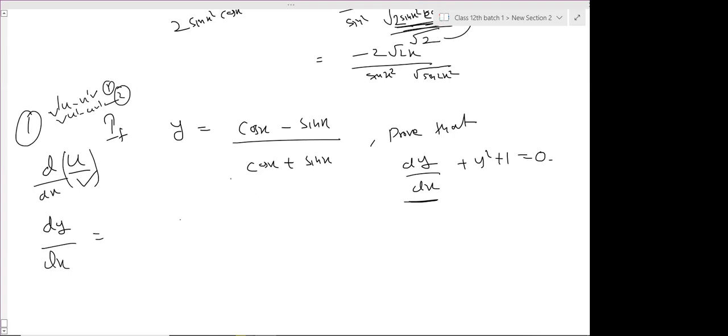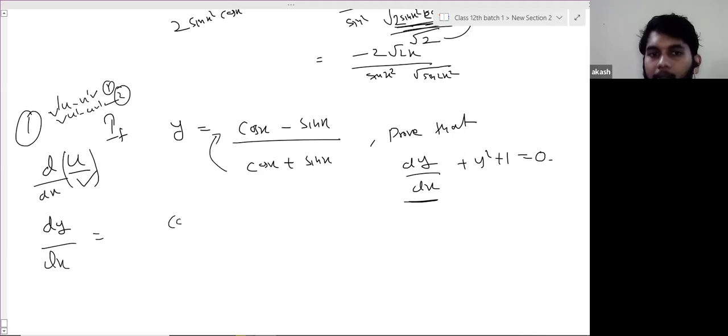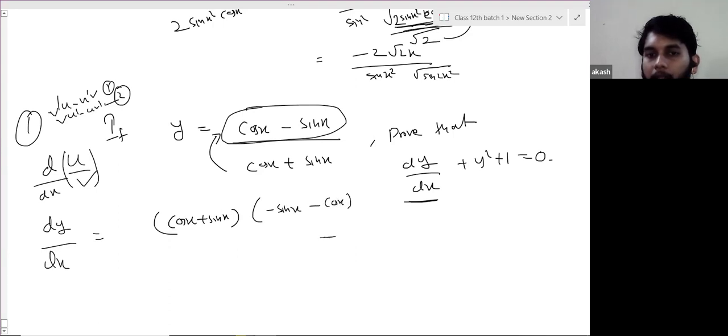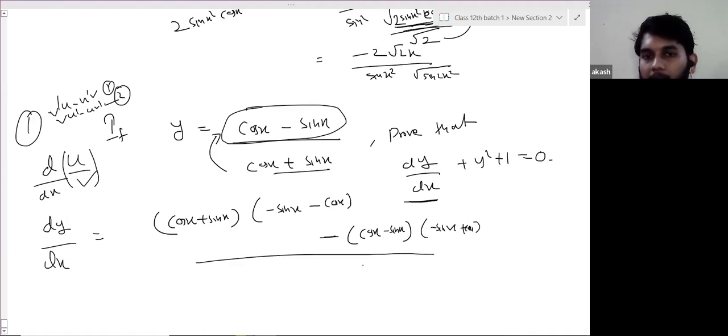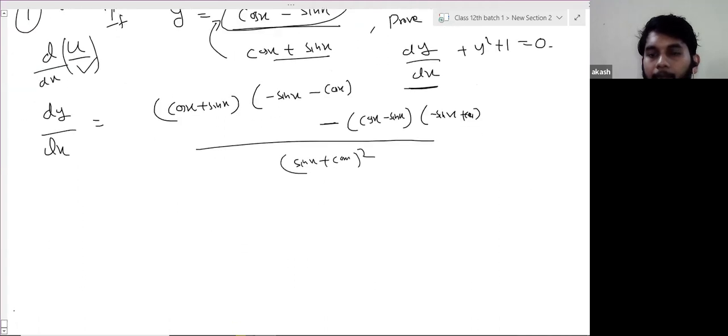Second one, right? So cos x plus sin x into differentiation of numerator. So this cos x is minus sin x, and minus sin x will be minus cos x. All right. Minus of cos x minus sin x into differentiation of denominator, which is minus sin x plus cos x, whole divided by sin x plus cos x whole square. All right. No issues here.